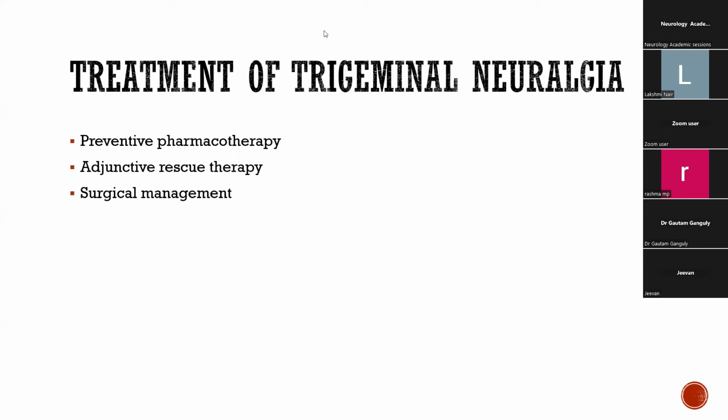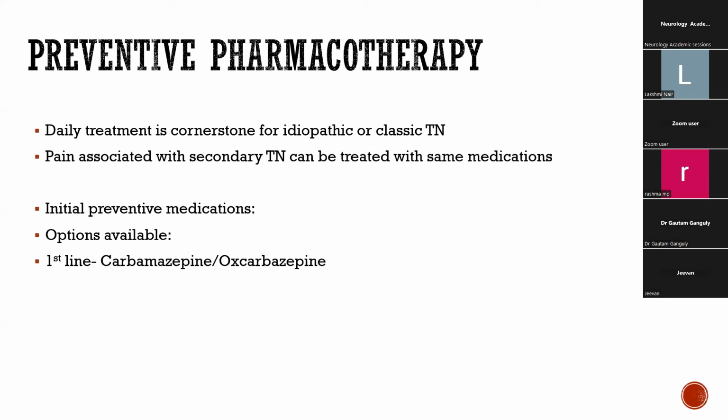Now, coming to the treatment of trigeminal neuralgia. These include preventive pharmacotherapy, adjunctive rescue therapy, as well as surgical management. Now coming to preventive pharmacotherapy: daily treatment is the cornerstone for idiopathic or classical trigeminal neuralgia, and the pain associated with secondary trigeminal neuralgia can be treated with the same medications.